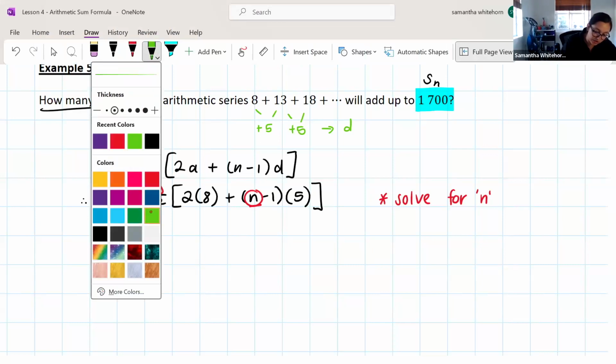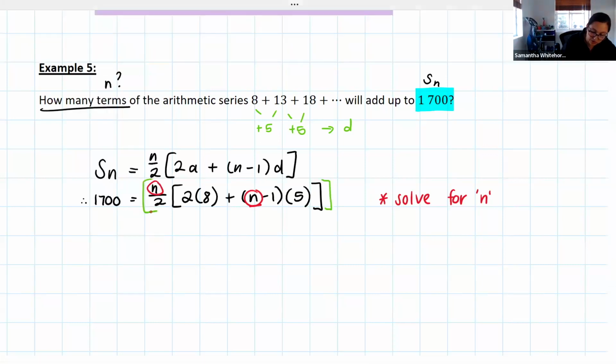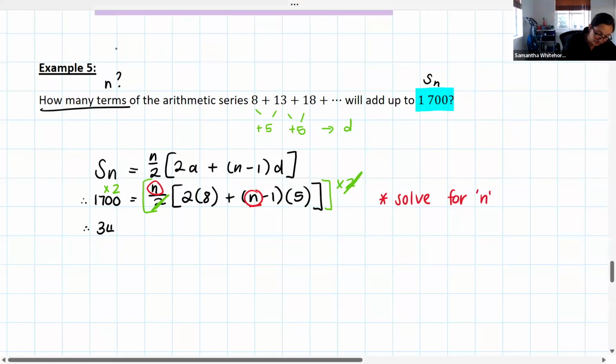So the first thing I'm actually going to do here is times both sides by 2. Because if I do that, I get rid of the fraction right in front, and it means that I don't have a fraction to deal with anymore. So that means I've got 3,400 is equal to n. Now I can simplify what's going on inside these square brackets. 2 times 8 is 16. If I distribute my 5, plus 5n minus 5. From there, I will now need to distribute the n. But before I do that, I am just going to simplify what's in my bracket, because 16 minus 5 is 11.